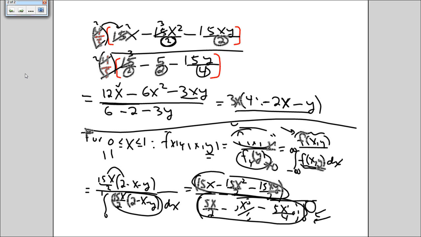Okay. Let's try another one. So basically, other than using basic calculus integration formulas, we just have to know the formula for their joint density function.